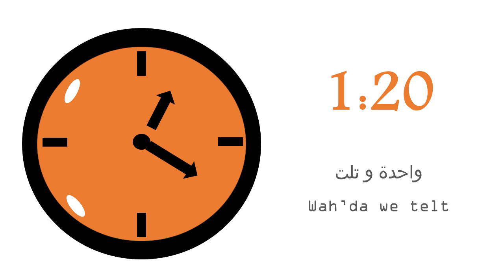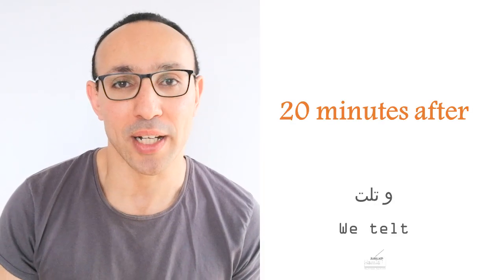Okay, how about 20 minutes? 20 minutes is 1/3 of an hour. We say it in Arabic as ثلث in modern standard Arabic, which is تلت in Egyptian Arabic. Tilt is 1/3 of something. So واحدة وتلت, 1 and 1/3 of an hour, 1 and 20 minutes.